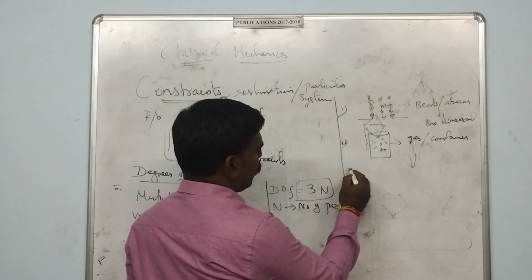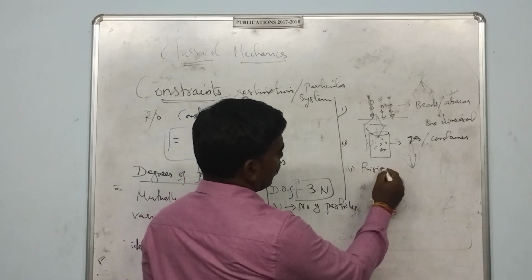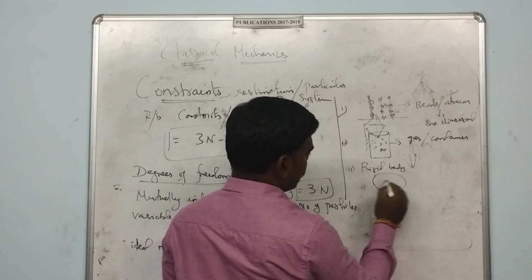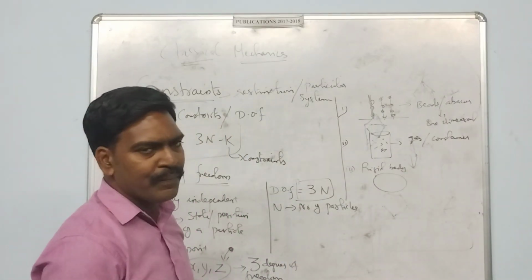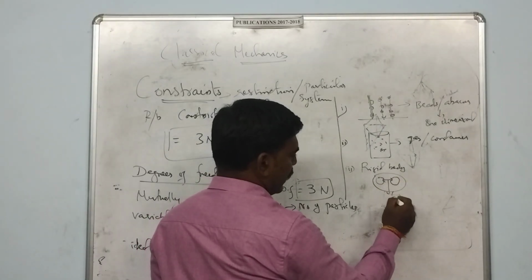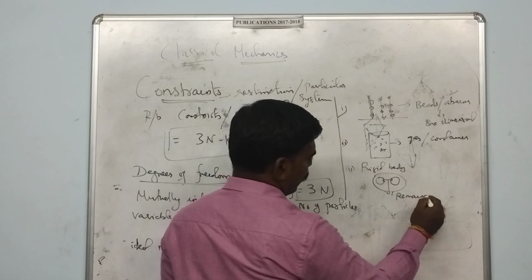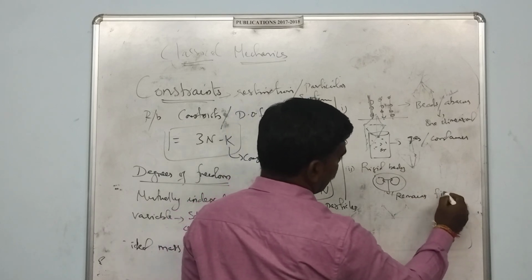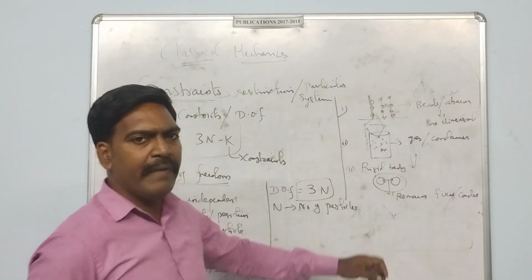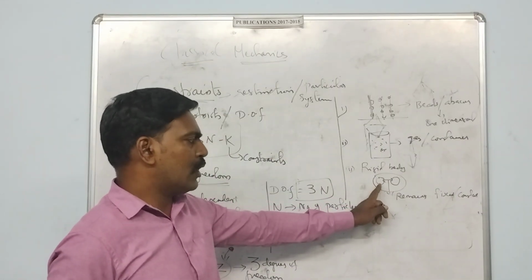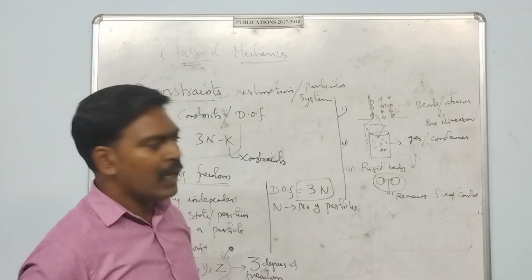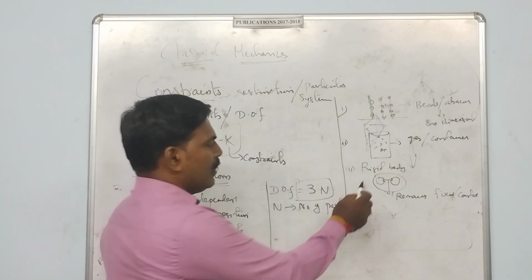Then the third one, a rigid body. We know the meaning of a rigid body. Here we consider a rigid body of any shape. The distance between two particles on the rigid body remains constant, remains fixed. The distance between two points in the rigid body remains constant. So this is the restriction, the constraint, we created in the rigid body.